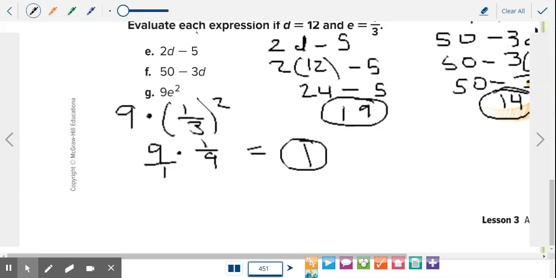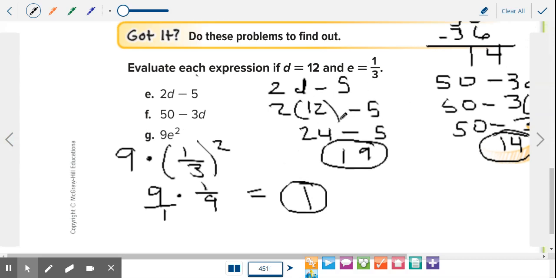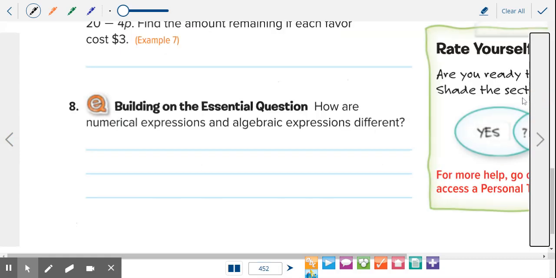Any questions on those? Guys, I give you what the variable equals. Just replace it and solve it out. Basically, after you replace the variable, it's just like what we did the other day with numerical expressions. It's all numbers now, and you're just solving them. On the next page, you're going to see a real world link.